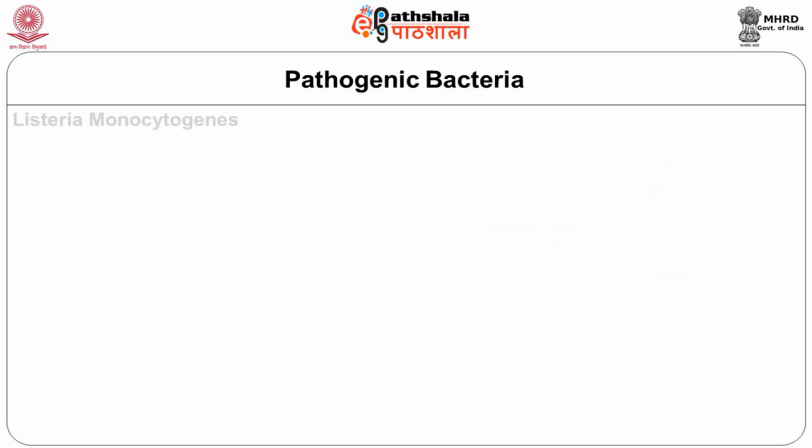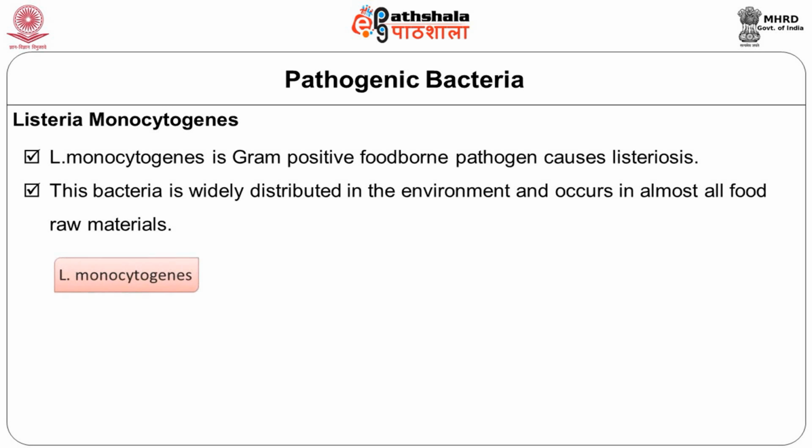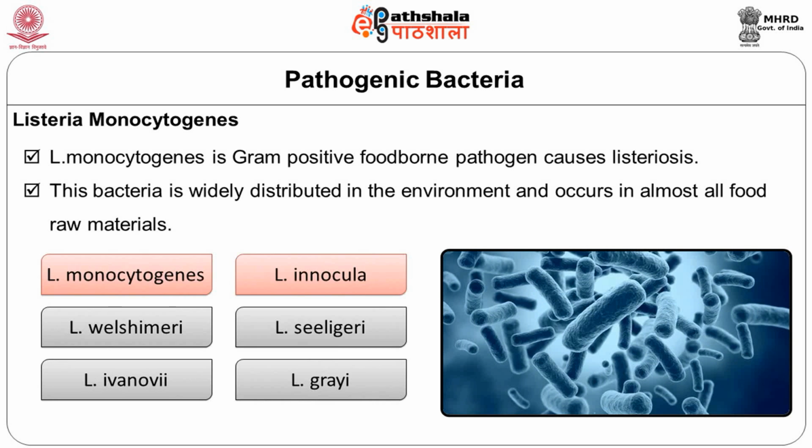The next pathogenic organism is the Listeria monocytogenes. It's a gram-positive foodborne pathogen. It causes the disease called listeriosis. It's widely distributed in the environment, occurs in almost all food raw materials. There are 6 distinguishable species of Listeria that are recognized. Monocytogenes is the most common, then Innocua, Welshimeri, Seeligeri, Ivanovii and Grayi. These are the 6 different species that have been identified. The most commonly occurring species in food are Innocua and monocytogenes.